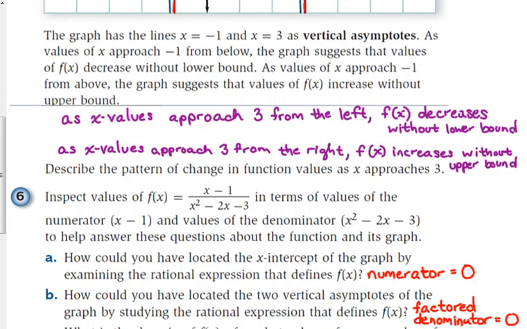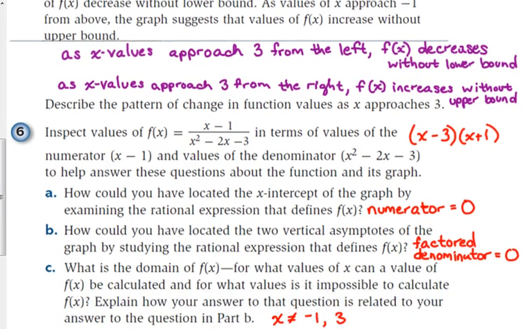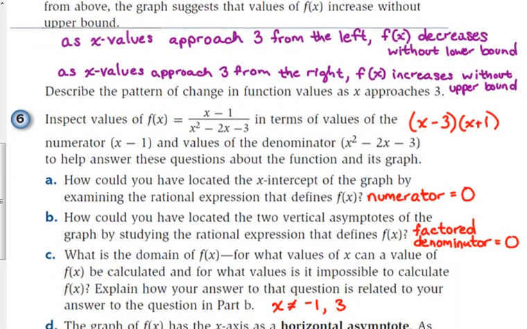If you factor that denominator, it factors into x minus 3 times x plus 1. If you set those pieces equal to 0 and solve them for x, you get x equals positive 3 and x equals negative 1. Okay, then they ask us about the domain. As we mentioned the last time, anything else will give us a y value except for the vertical asymptotes, except for negative 1 and positive 3. So we've got to throw those out.